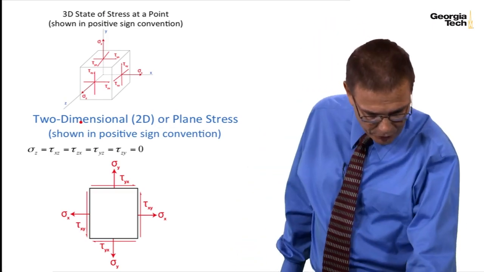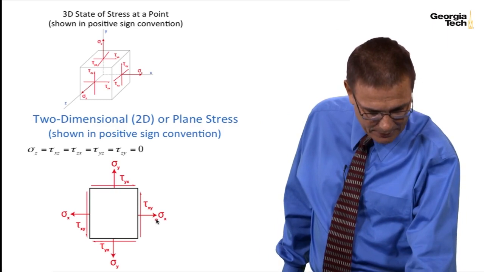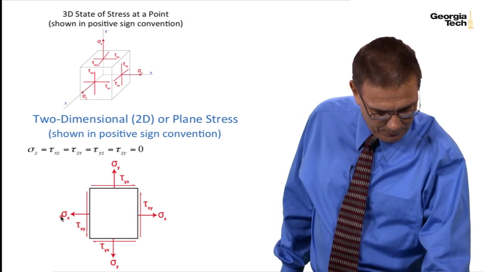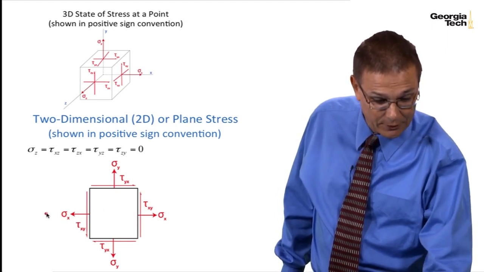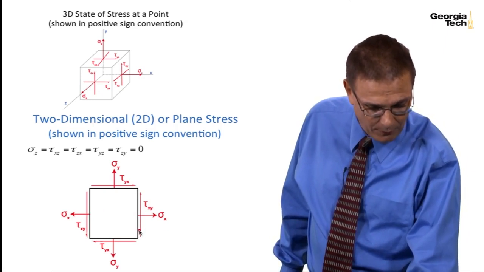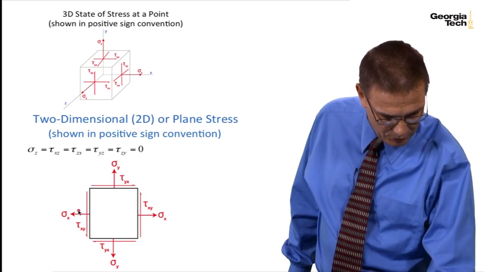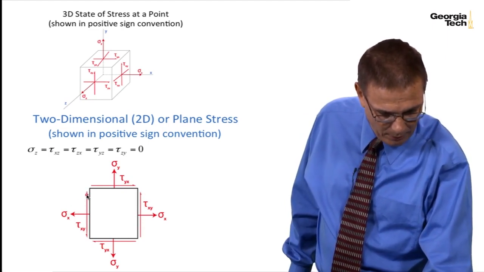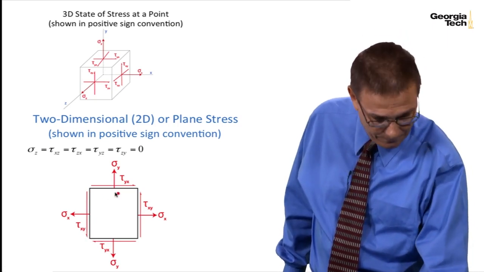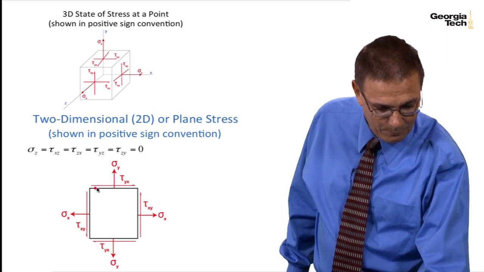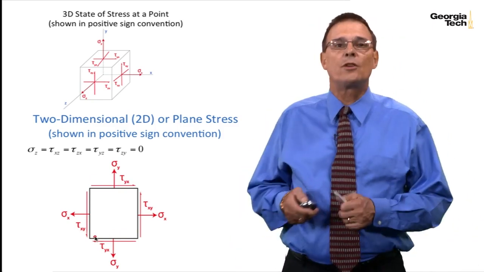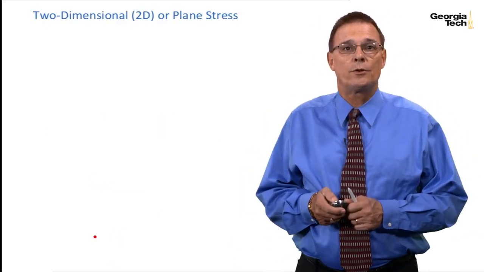And so here's my sigma x on the positive x face in the positive x direction. Here's a negative sigma sub x on the negative face, or a negative is a positive. I've got tau sub xy, tau on the x face, positive x face in the positive y direction. Here's tau sub xy again. This is tau on the negative x face in the negative y direction, so a negative is positive. Tau sub yx, positive y face, positive x direction, negative y face, negative x direction. And so that's a two-dimensional or plane stress situation.